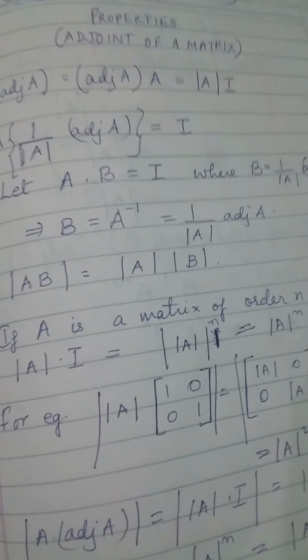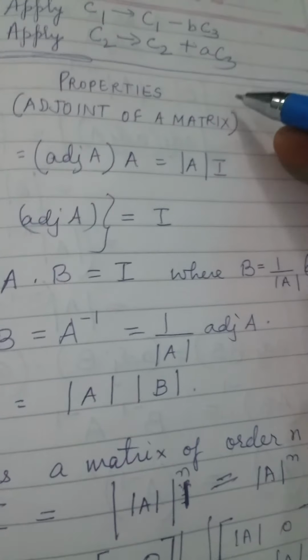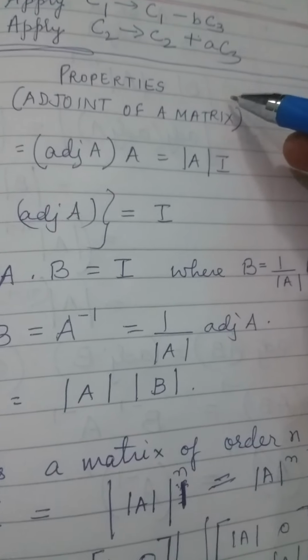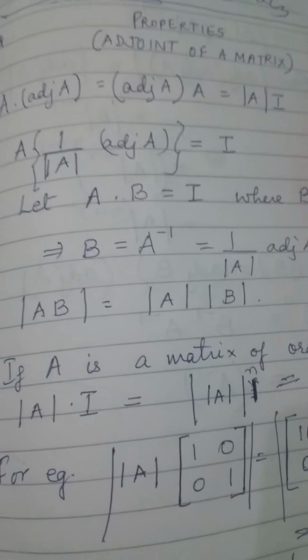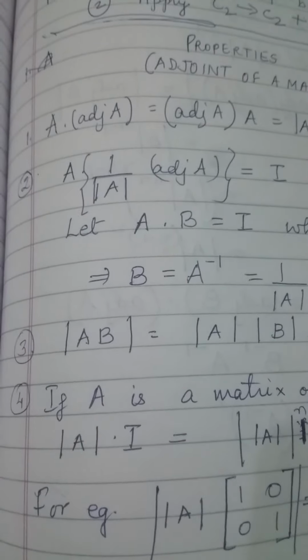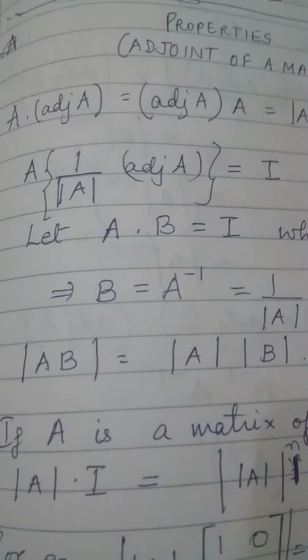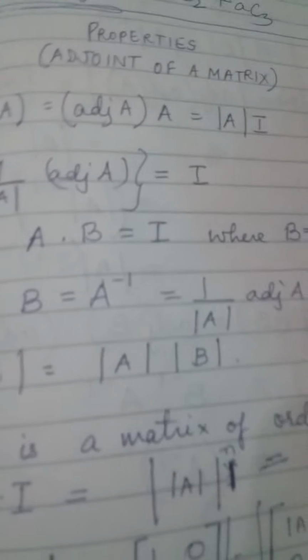Now students, today we will discuss the properties based on the adjoint and inverse of a matrix. As you know, adjoint and inverse are properties related to square matrices. The foremost important part is that A should be a square matrix.